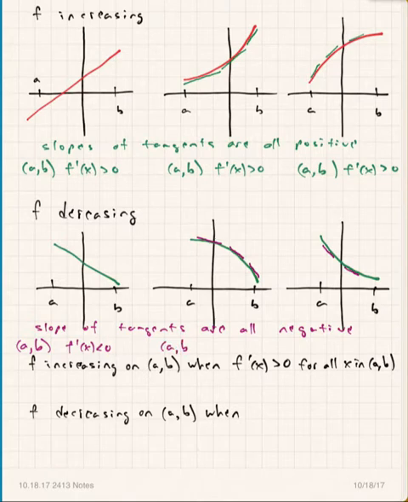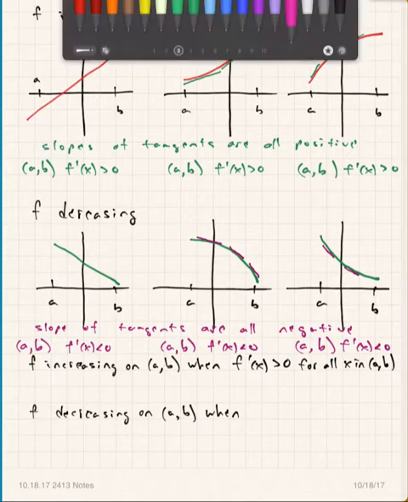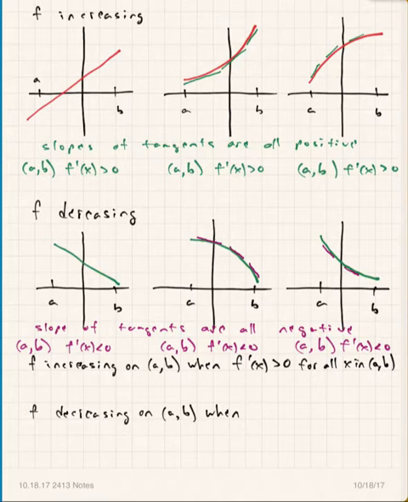And on the second picture, even though the shape of the graph is different, the graph is still falling. The y values are getting smaller as the x values are getting bigger. And so on the interval from a to b, f prime of x is negative there, even though those graphs are really shaped differently. So we can finish the punchline at the very bottom. We've got f decreasing on the interval from a to b when f prime of x is always less than 0 for all x in the interval from a to b.